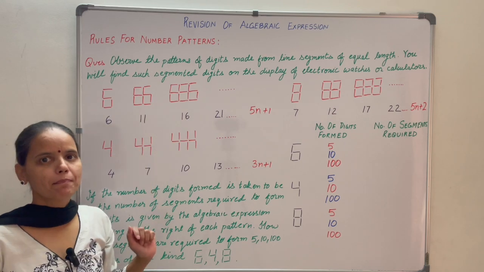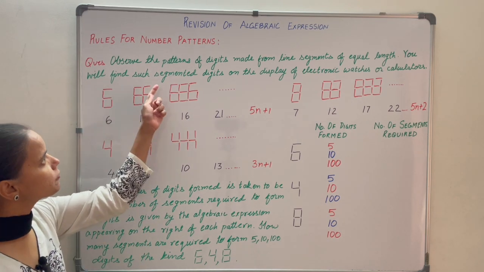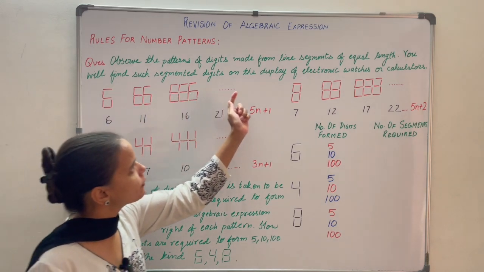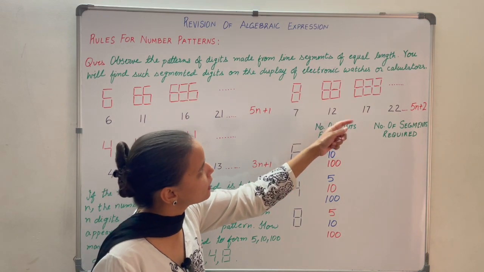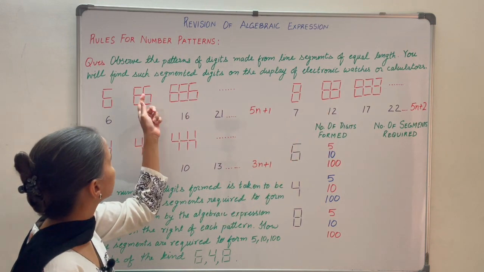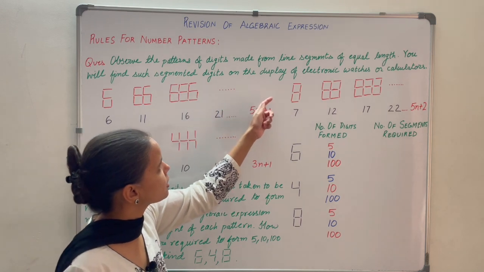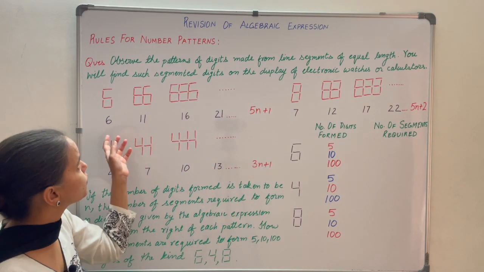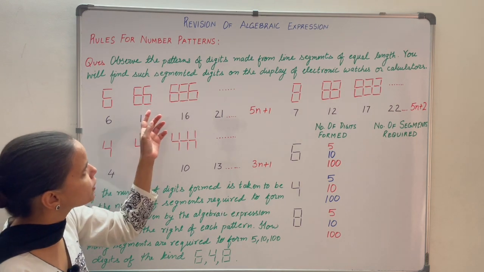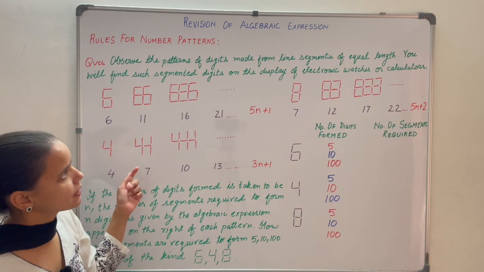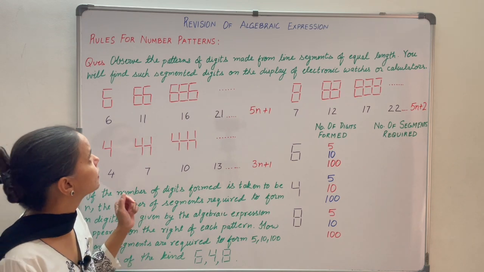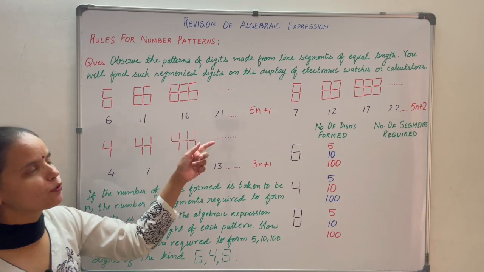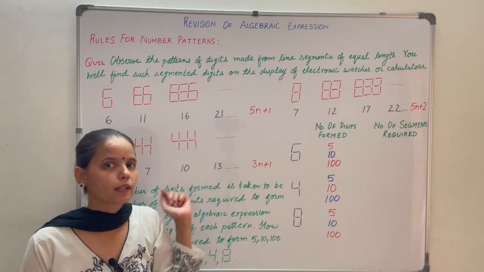Rules for number patterns. Observe the patterns of digits made from line segments of equal length. You will find such segmented digits on the display of electronic watches or calculators. So here you need to observe the pattern of digits made by the line segments of equal length. So such type of display you will find in electronic watches or calculators.